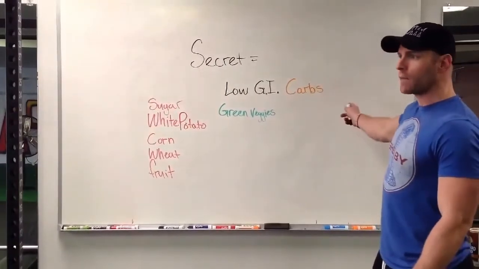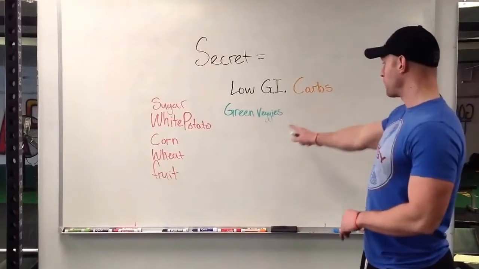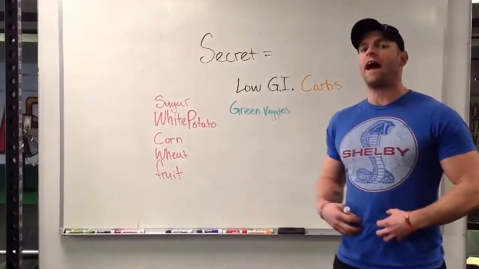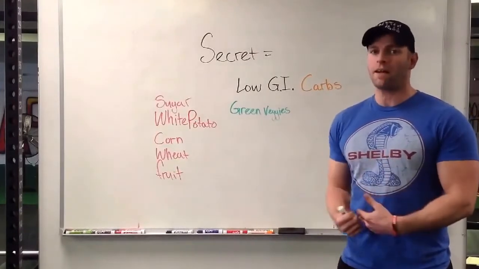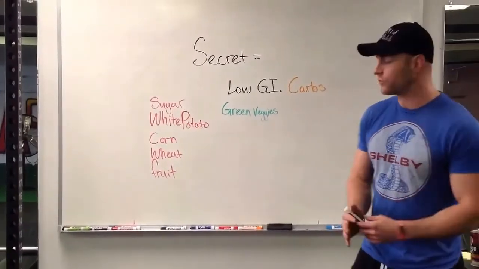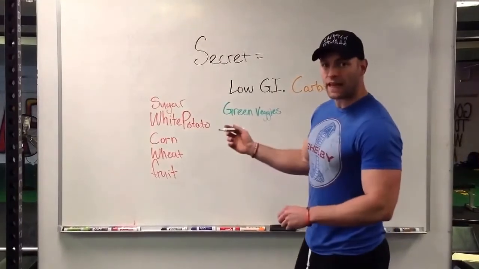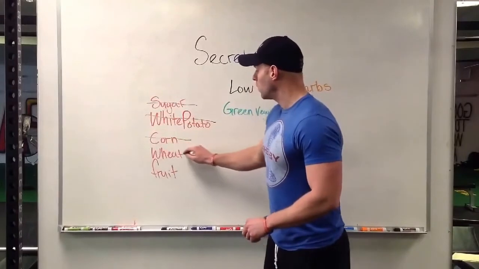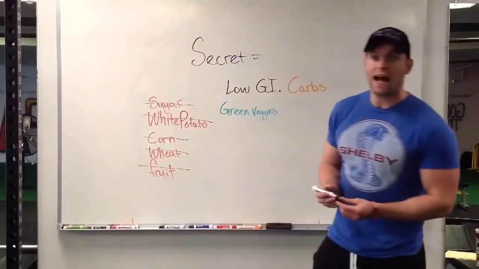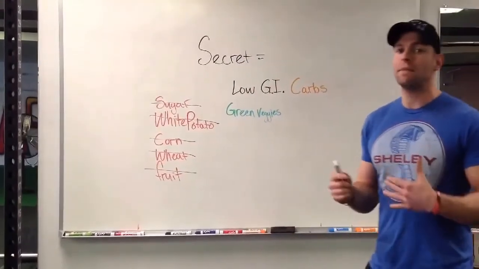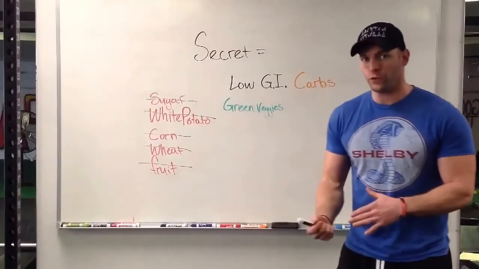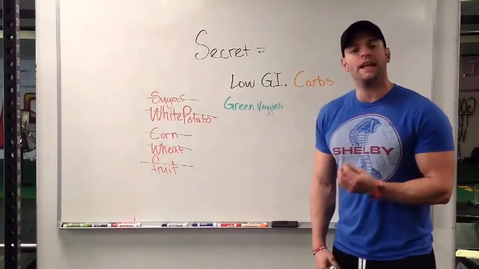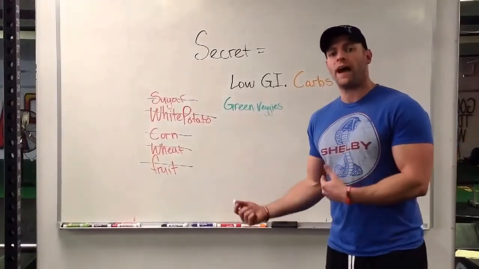So if all your carbohydrates are low glycemic index in the form of green vegetables, then your body has no choice but to break down its fat for fuel in the liver and in the muscles. It's very, very simple. So by eliminating these things, sugars, white potatoes, corn, wheat, and fruit from your diet, you're going to virtually eliminate all high glycemic index foods, and you're only going to be consuming low glycemic index foods, and so your body's going to have to start removing fats.